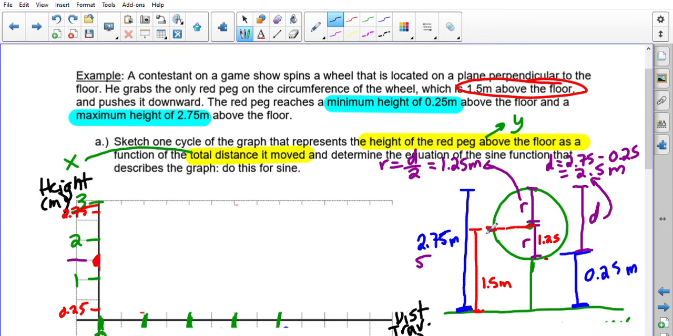All right, and based on our diagram, it also says that they take the red peg and push downward. So that means when you push on it, it's going to rotate like this first. So it's going to start at this central height and then go down.